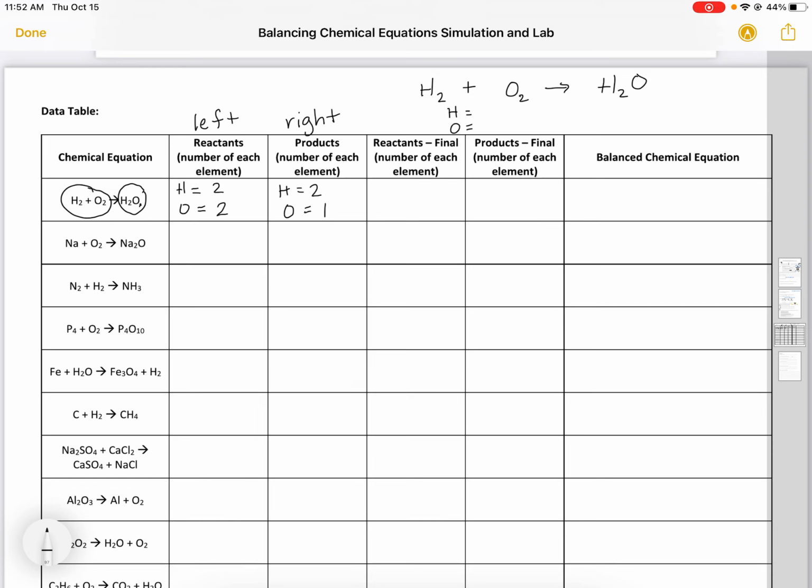Or if you have a whiteboard, that would actually work really well. So I'm going to copy these here. We had 2 and 2 and 2 and 1. So our oxygens aren't balanced. So the first thing that we'll do is add a 2 out here in front of water.